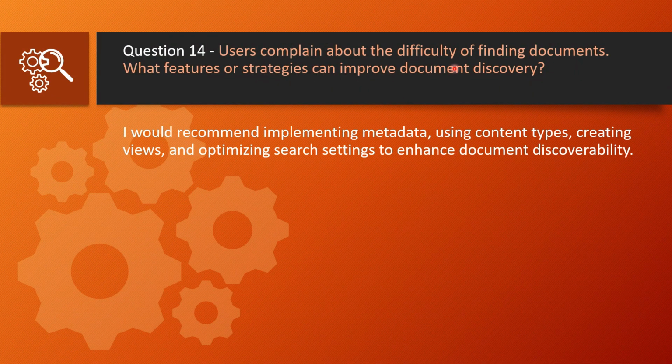The next question is that the user complains about difficulty finding documents, meaning the user is not able to find the document. What feature or strategy can improve document discovery? I would recommend implementing metadata using content types, and we can also create views and optimize the search settings to enhance document discovery so that the user can easily find the document.